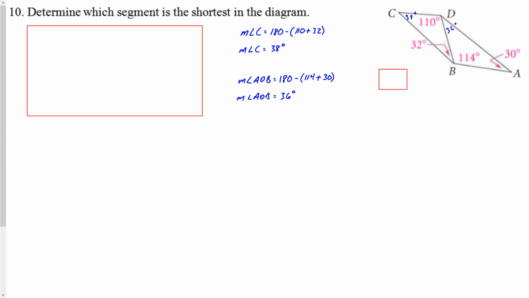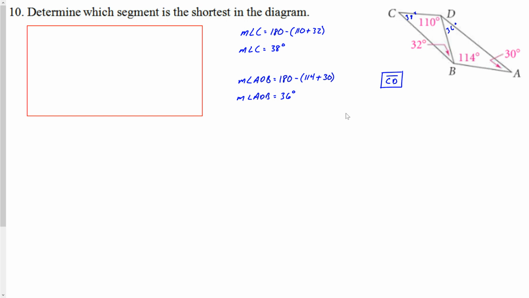So most people will look at all the different angle measures that they have, and they'll end up saying that segment DB is the shortest segment because it's opposite from 30 degrees, and 30 degrees is the smallest angle that they see in the entire diagram. The issue with that is you're not just dealing with triangles then. The actual answer is segment CD.